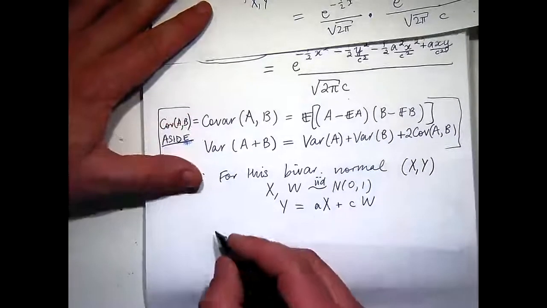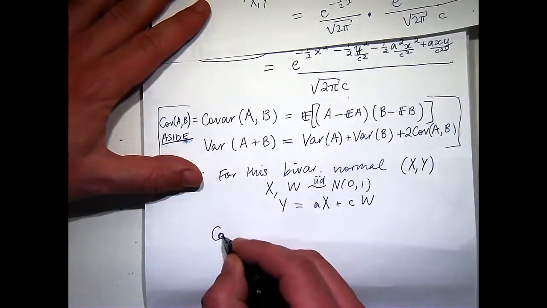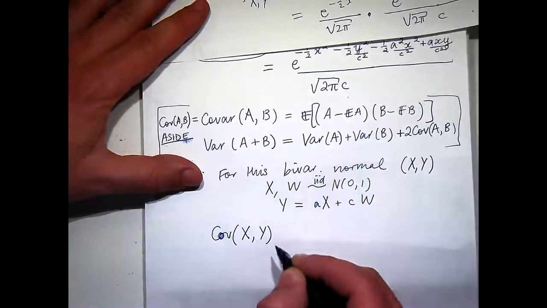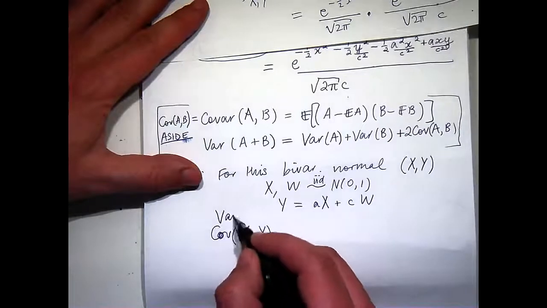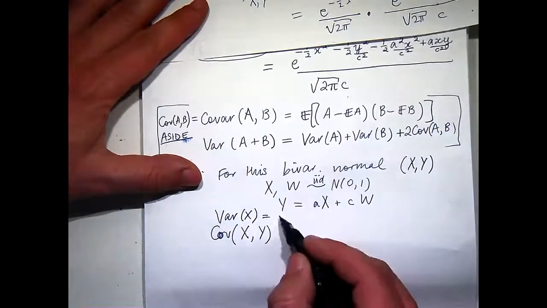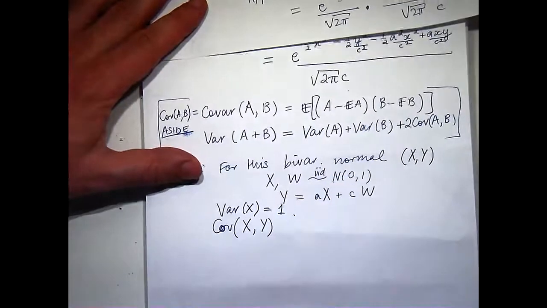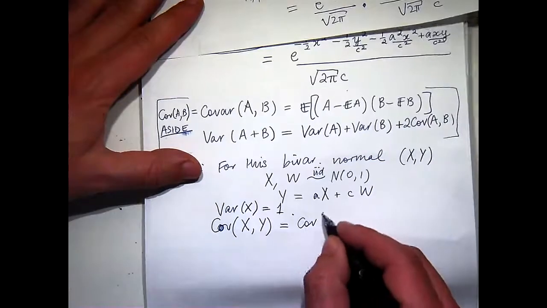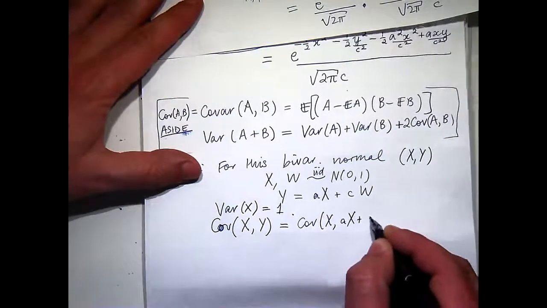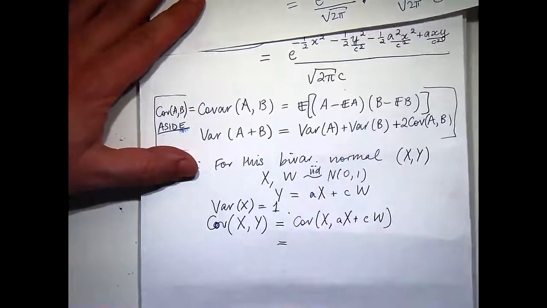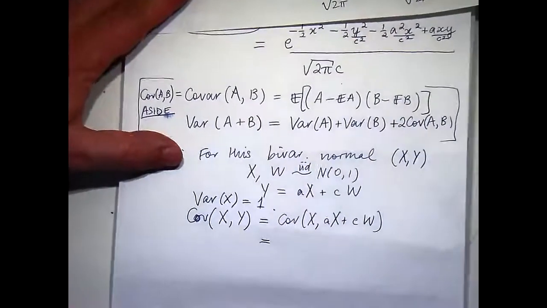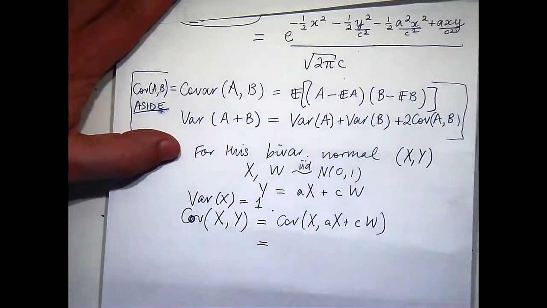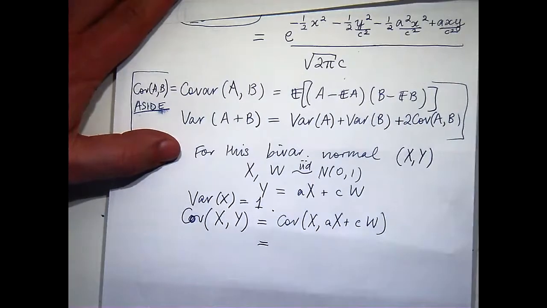So to do that, we want to calculate the covariance of x with y. That's one thing that's interesting. Well, there are a number of things that are interesting. The variance of x is very easy. It's 1 by definition. We also want to do the covariance of x and y. That's equal to covariance of x with ax plus cw. Now, what can anyone suggest that I do with this calculation on the right? I have x with a linear combination.